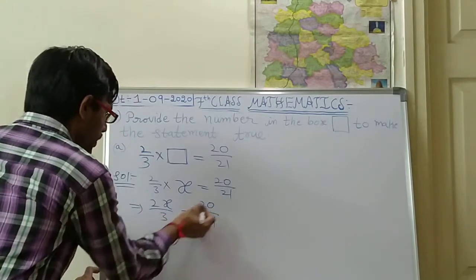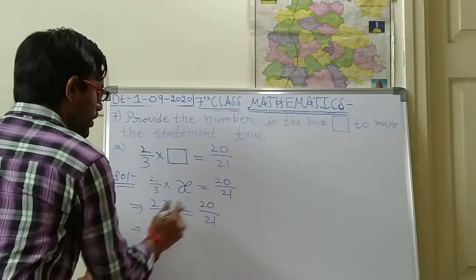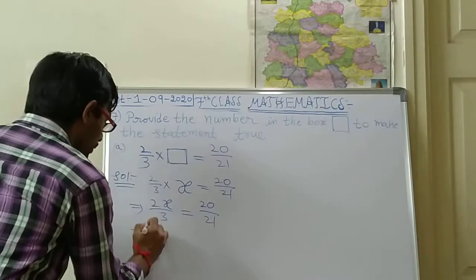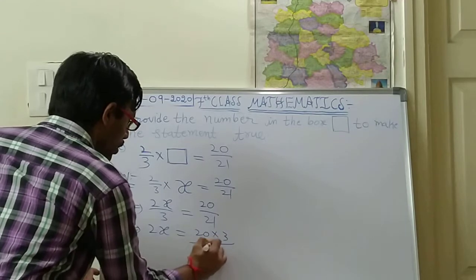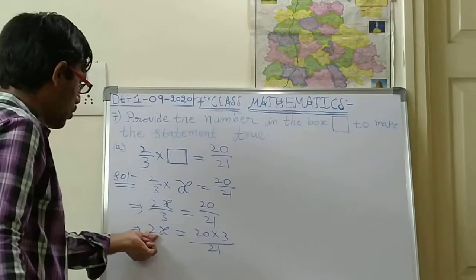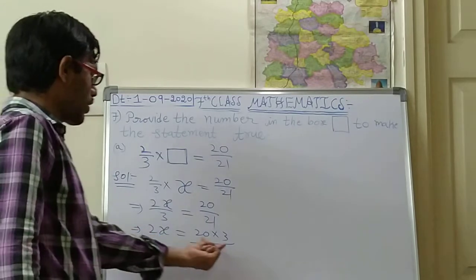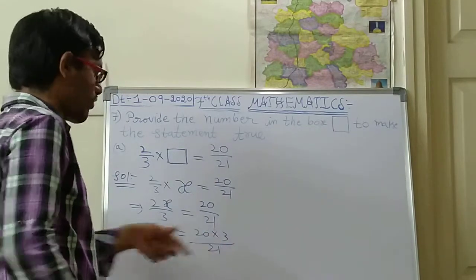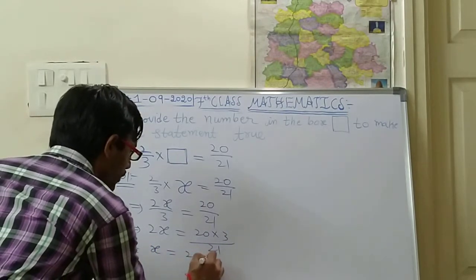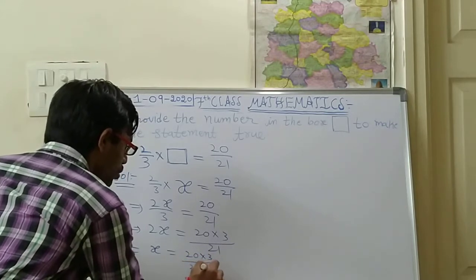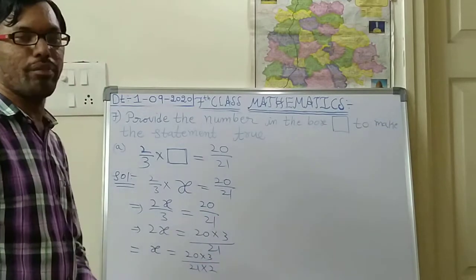Now send this 3 to that side. Here 3 is dividing, so if it goes that side, it will multiply. So 2x is equal to 20 into 3 by 21. Here 2 is multiplying with the x, so if it goes to the RHS part, it will divide. So x is equal to 20 into 3 by 21 into 2. So 2 by 3, after going to the RHS part, became 3 by 2.